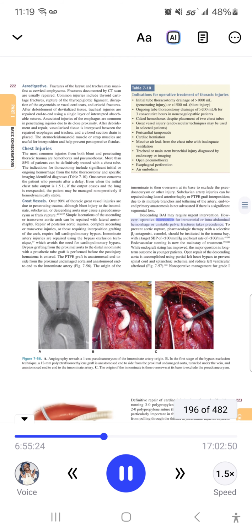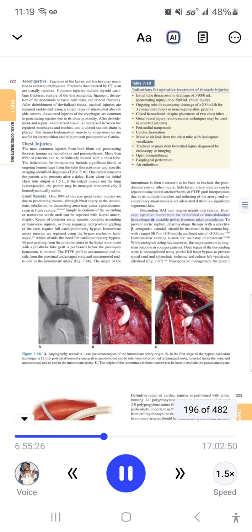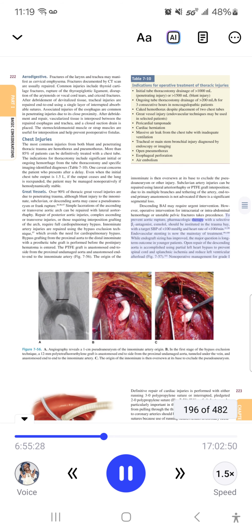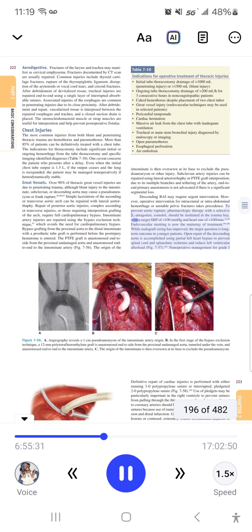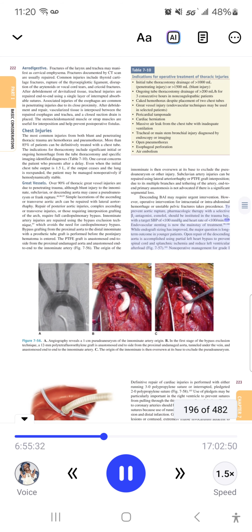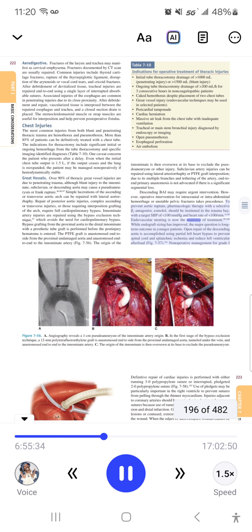However, operative intervention for intracranial or intra-abdominal hemorrhage or unstable pelvic fractures takes precedence. To prevent aortic rupture, pharmacologic therapy with a selective beta antagonist, esmolol, should be instituted in the trauma bay, with a target SBP of 100 mmHg and heart rate of 100/minute. Endovascular stenting is now the mainstay of treatment.